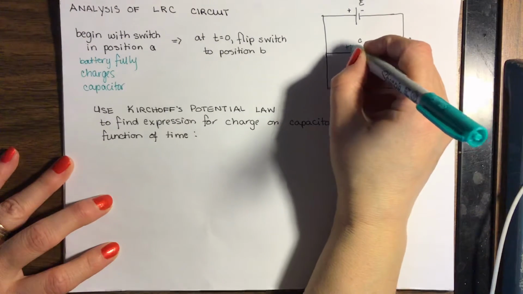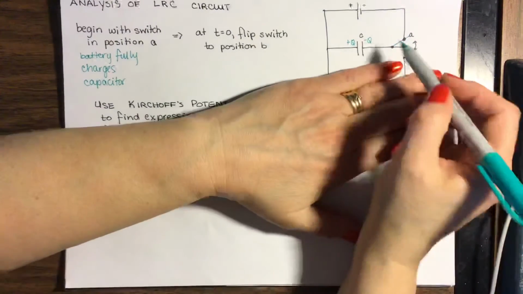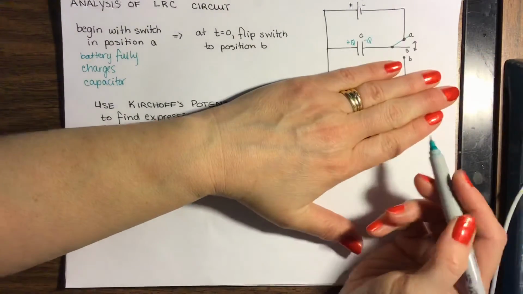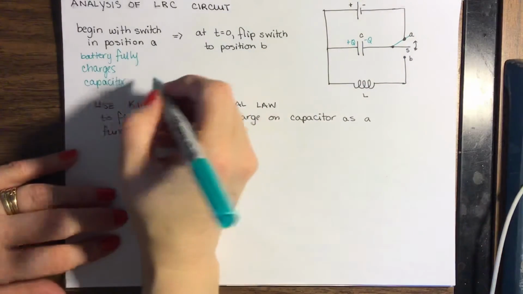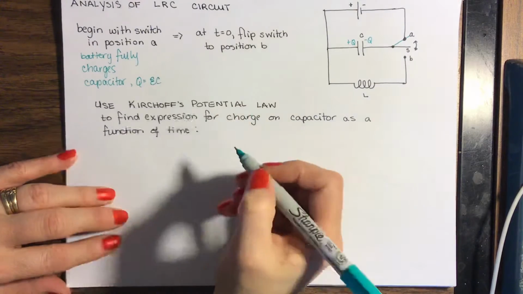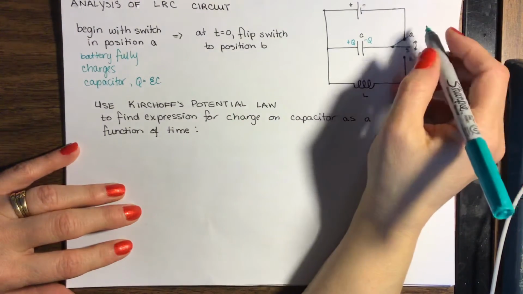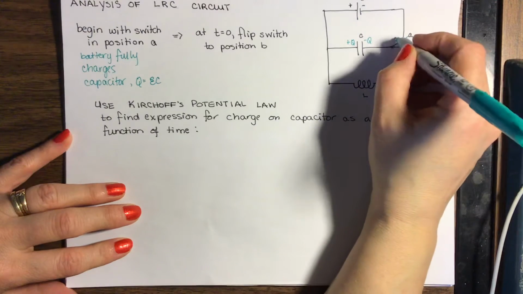So one plate has charge plus Q, one plate has charge minus Q. So this is the only part of the circuit through which current can flow. And we know that the charge on the capacitor plate is going to be the potential of the battery times the capacitance. At time t equals 0, we're going to flip the switch down to position B.